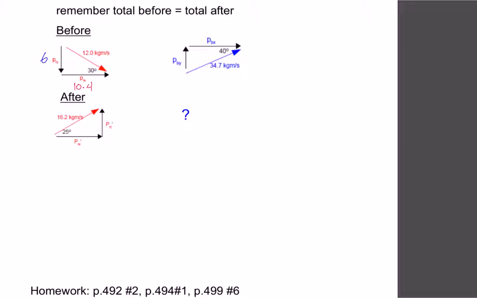Do the same thing for the blue ball before and after. So we'd have cos 40 times 34.7. That gives us 26.6. And let's do our y direction, the same thing. So it'll be sine 40 times 34.7. And that gives us 22.3.